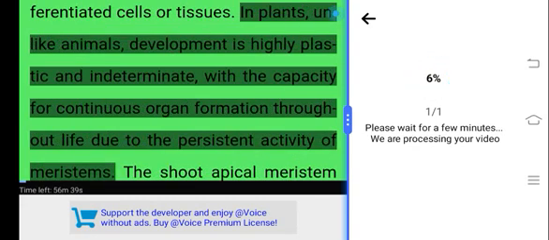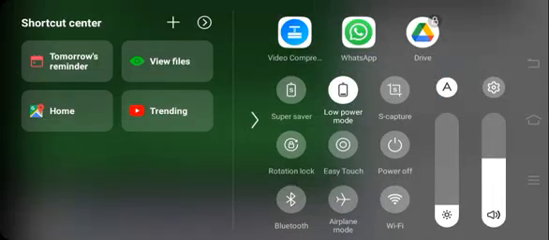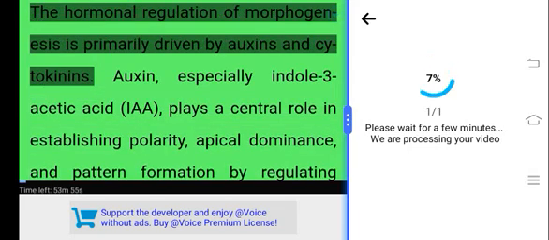In plants, unlike animals, development is highly plastic and indeterminate, with the capacity for continuous organ formation throughout life due to the persistent activity of meristems. The shoot apical meristem (SAM) and root apical meristem (RAM) are the primary sites where morphogenesis initiates. These meristems are composed of pluripotent cells that undergo tightly regulated cell division, expansion, and differentiation, governed by hormonal signaling and transcriptional control. The hormonal regulation of morphogenesis is primarily driven by auxins and cytokinins.